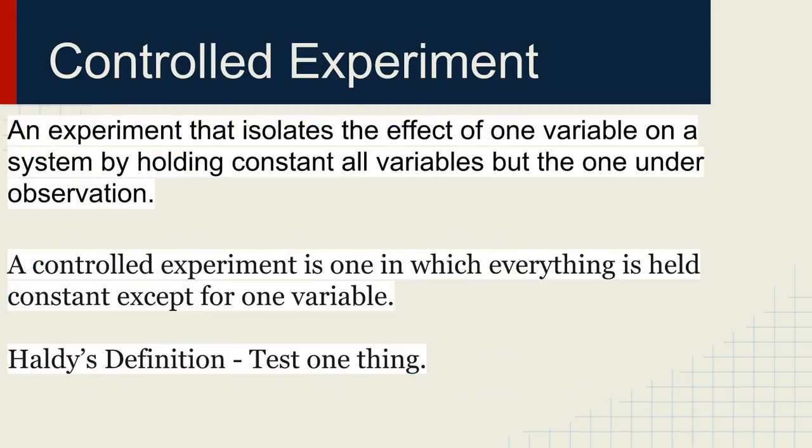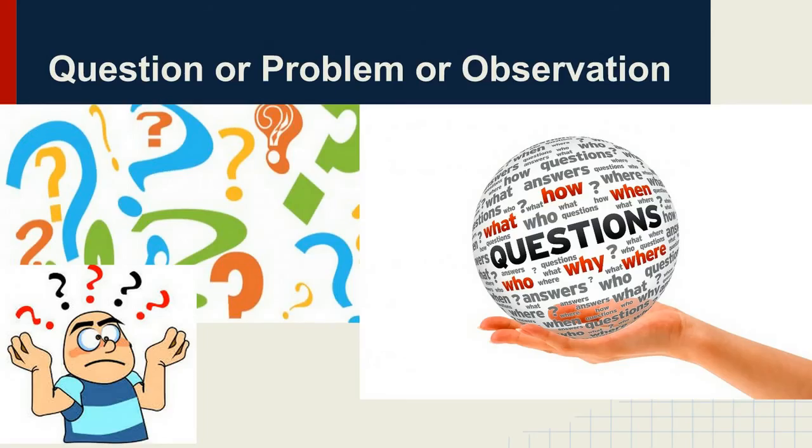So I wrote down a couple definitions from various online dictionary sources, and they do get a little confusing. These last two are a little more simple. This one for sure, my definition would be to test one thing. So when you do an experiment, you're testing to see if one thing worked. These are also, I believe, listed in your notebook.